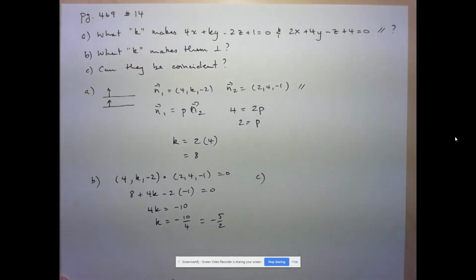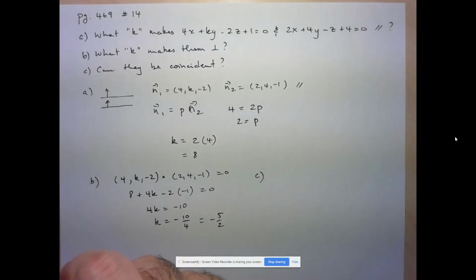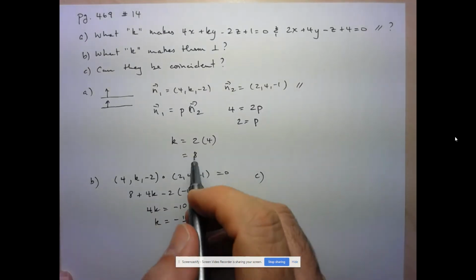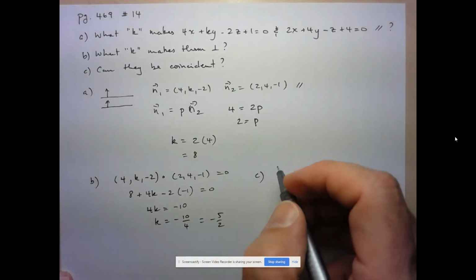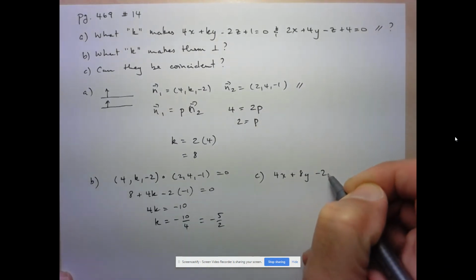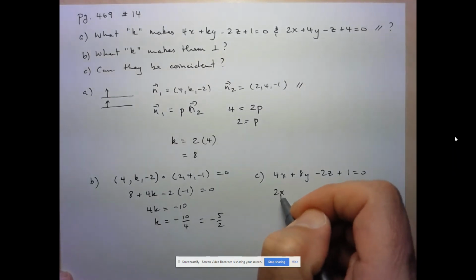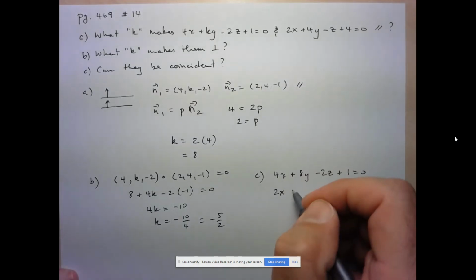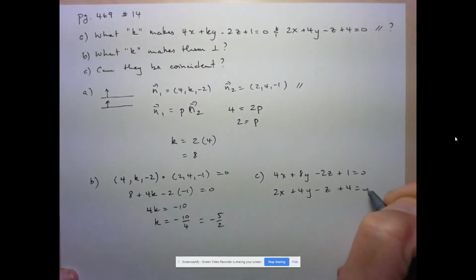I'll do it right here. They ask us, can these planes ever be coincident? First of all, if they're the same plane, they're parallel. So I'm going to use k equals 8 here because that's the only thing that will make the two normal vectors parallel. Let me write up my equations. 4x plus 8y minus 2z plus 1 equals 0, and then here we have 2x plus 4y minus z plus 4 equals 0.